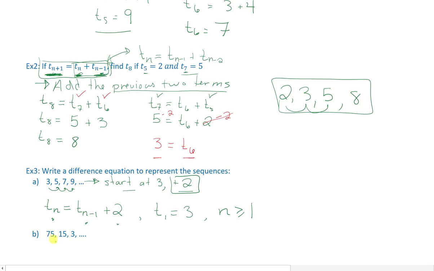And then here, again, looking at what's happening each time in this pattern, 75, 15, 3. Well, each time I'm dividing by 3. So my English translation: you start at 75. Sorry, when I said divide by 3, I definitely meant divide by 5.